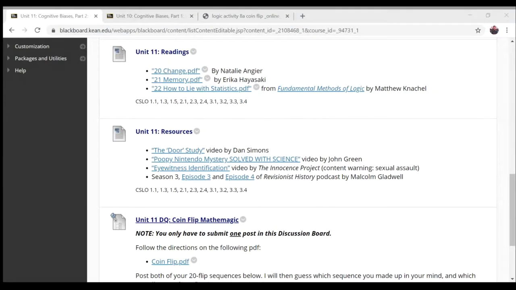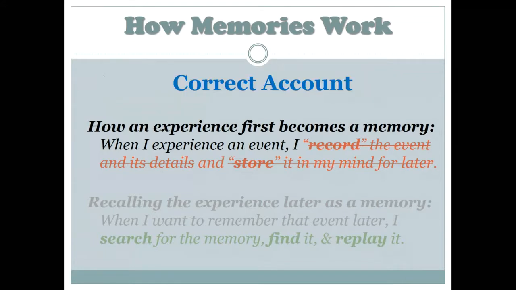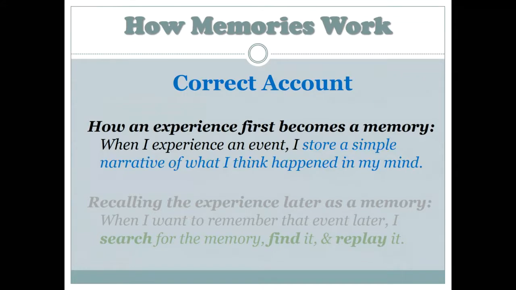All right, so you see how we crossed out every single part. First thing, how experiences become memories, not the way we think. The actual story is this. Each one of us stores a simple narrative of what we think happened in our mind. That's what goes on.